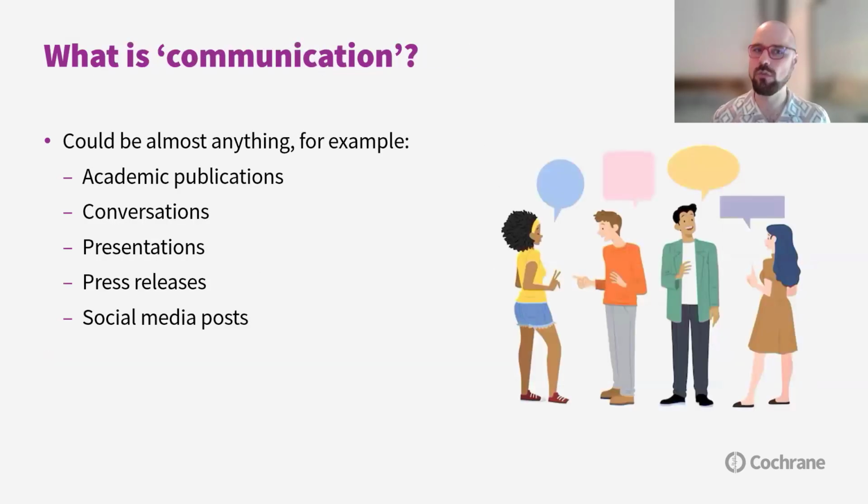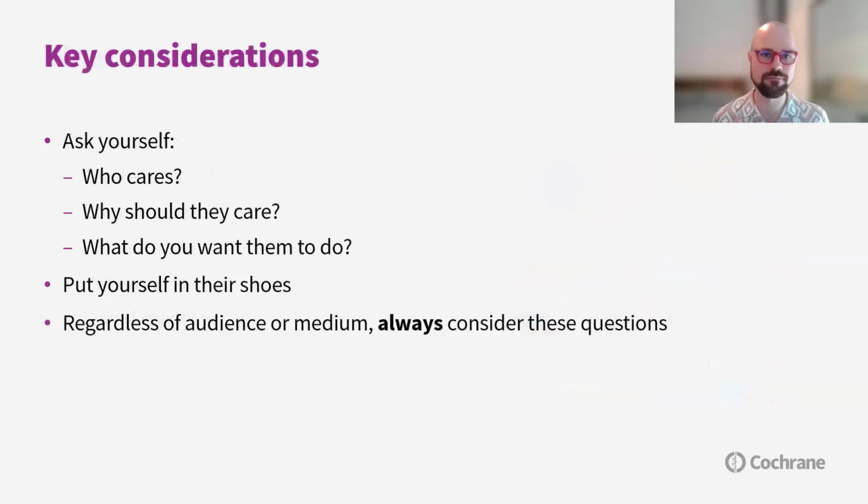So to begin with, what is communication? Ultimately, it could be anything where you're conveying information. So this is the manuscript itself, academic publications, any conversations you have, whether face-to-face, on the phone, direct correspondence over email, whatever it may be, presentations, press releases, social media. There's lots of different ways you can communicate your work. And the most appropriate form of communication is ultimately going to depend on what you're trying to achieve and who you need to reach in order to achieve it.